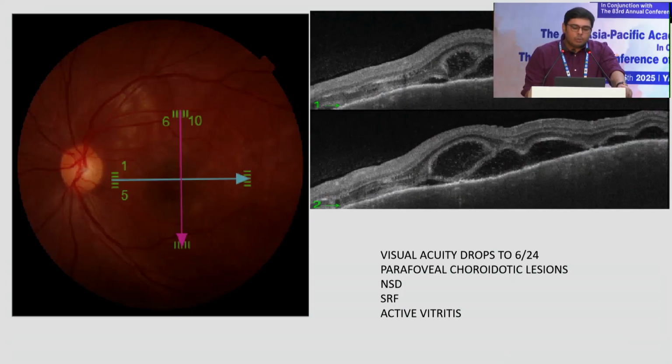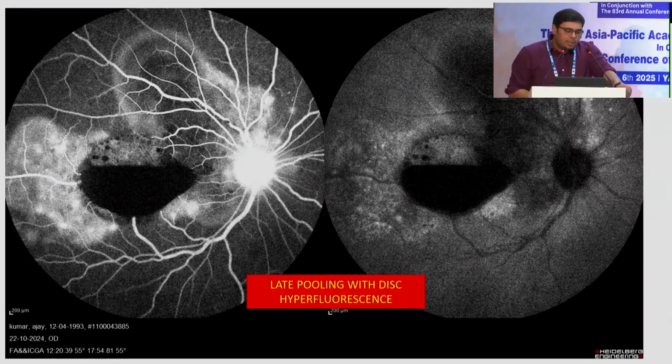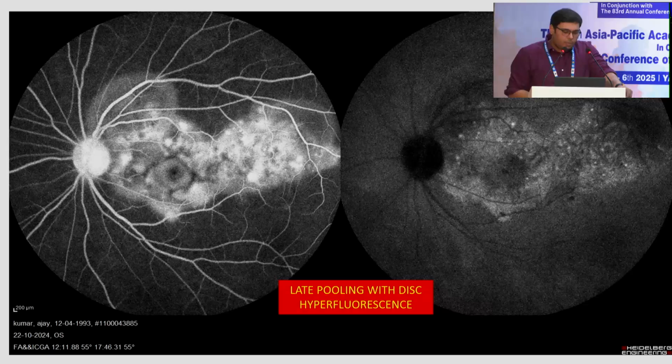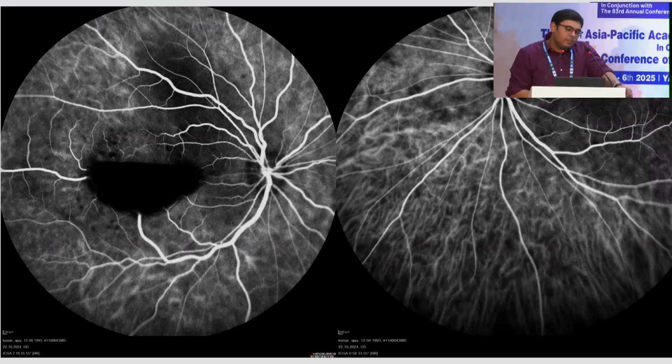Now in the left eye, the visual acuity had dropped to 6/24. We have parafoveal choroiditic lesions, neurosensory detachments, subretinal fluid, and active vitritis. We did an FFA and could see early pinpoint leaks and late pooling in the disc and hyperfluorescence in both eyes. On ICGA, we saw hyperfluorescent vessels and multiple hypofluorescent dark dots, and these were the fuzzy vessels seen in the peripheries.